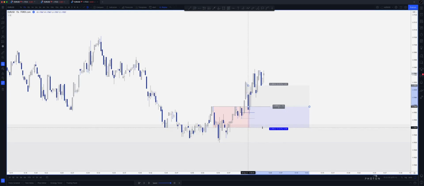You can get away with a 1 pip stop, probably be a bit more lenient, 1.5 pips, or you can obviously take the whole range, 2 pips there, right? And then you would be in the trade that way if you took the seconds time frame entry. But obviously on the M1 it doesn't really give you an entry there.